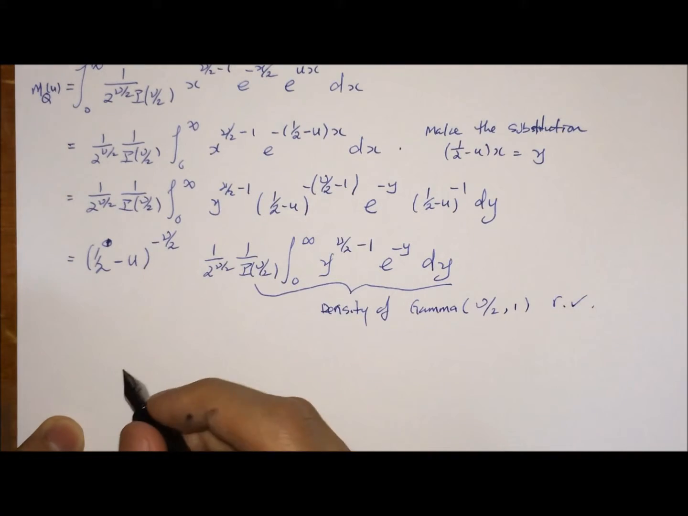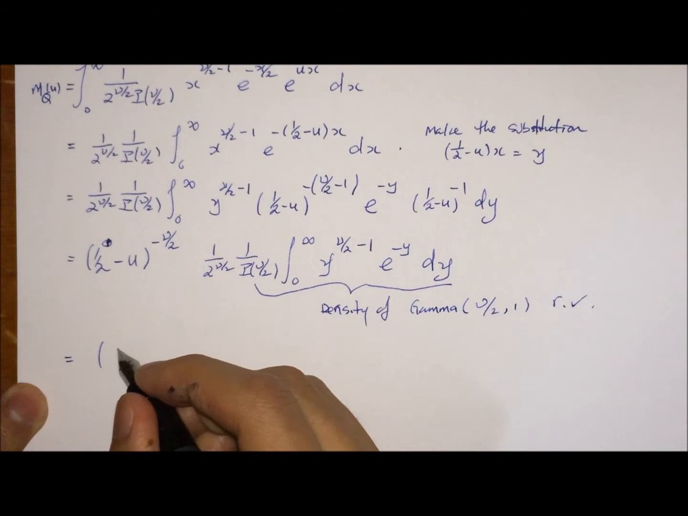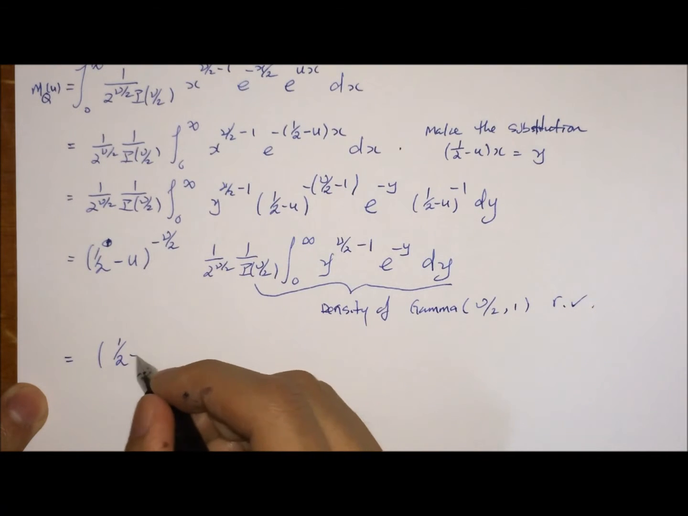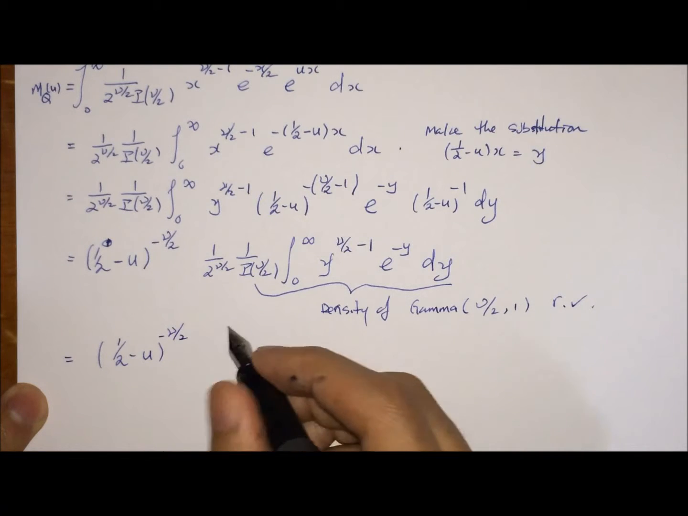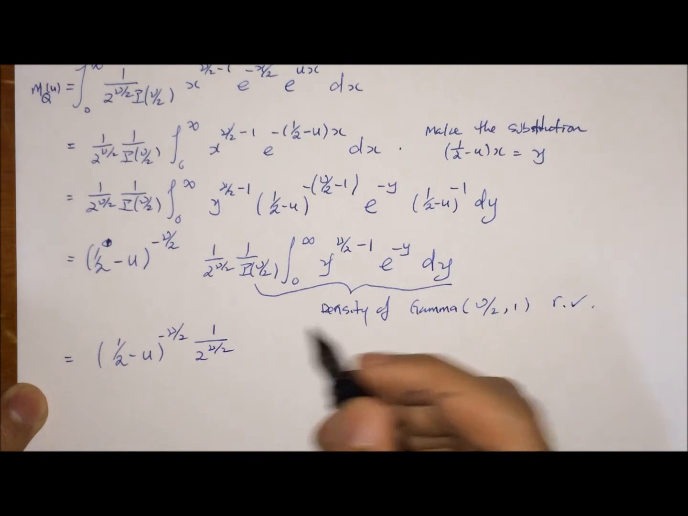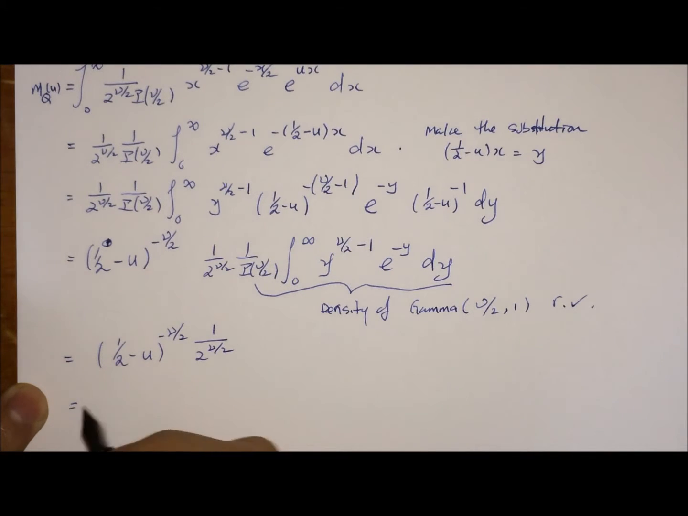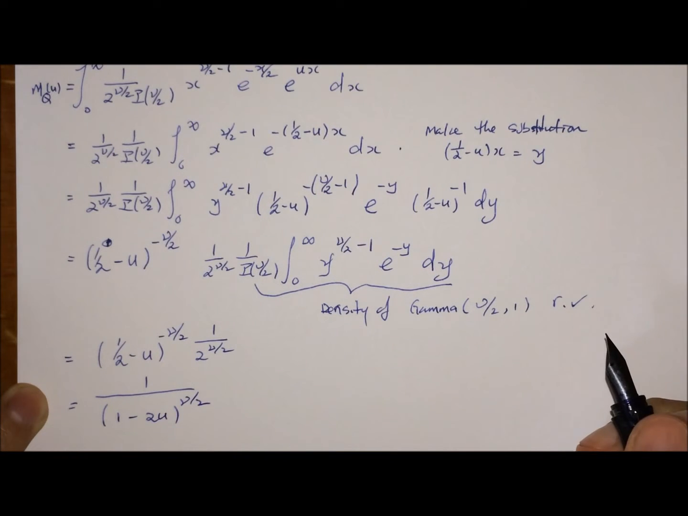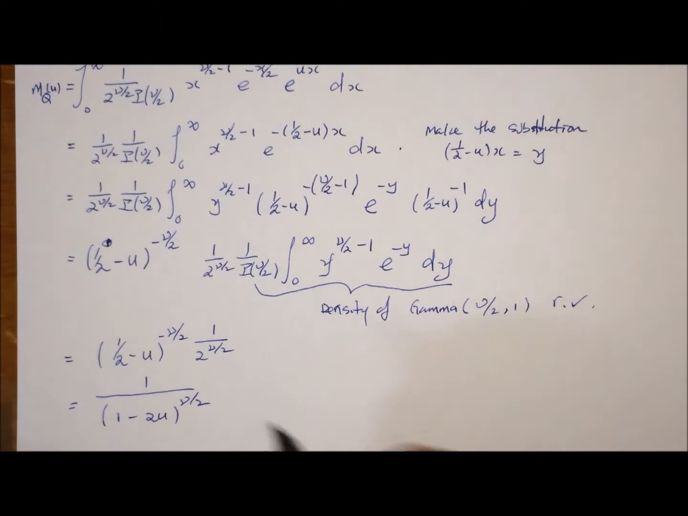So that integrates to 1, and we'll have this, right? So what is that? That is, of course, 1 minus 2u to the power of nu on 2, right? So there we go. That's the moment generating function of a chi-squared random variable with parameter nu. Okay, so let's put a little box, draw a smiley face, we're done.